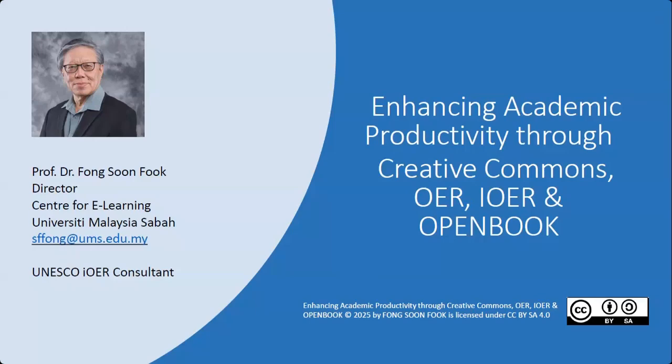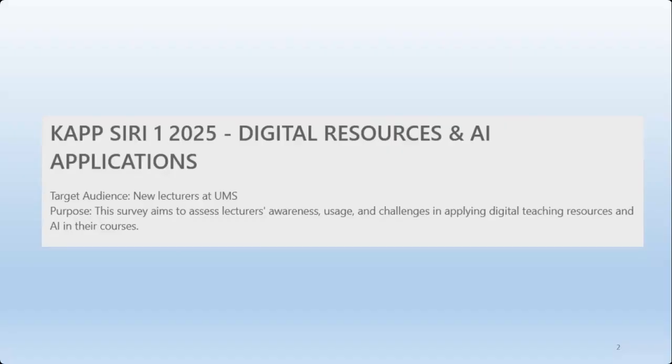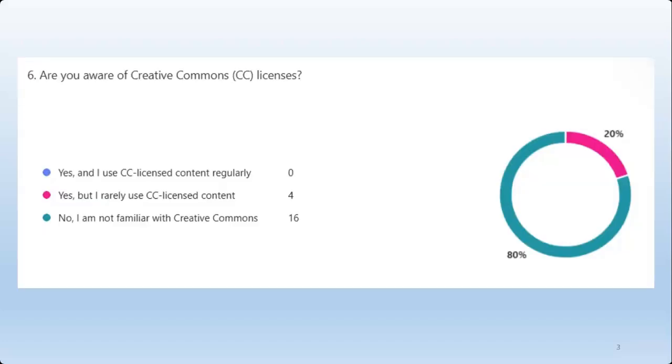The title I have here is Enhancing Academic Productivity through Creative Commons, OER, IOER, and Open Book. So I did send out a survey, and thank you to all those of you who have responded. So let's have a look. This was the survey that was given out concerning digital resources and AI application. Are you aware of Creative Commons licenses? And we can see that, no, I'm not familiar.